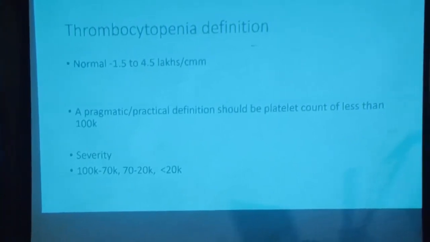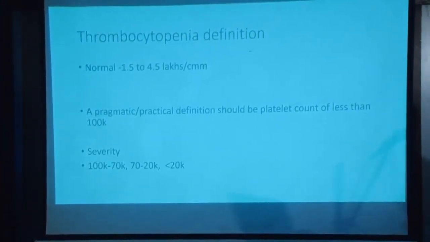So, if the blood count is between 100,000 to 150,000 per cubic millimeter, and that is stable, say, for the last 6 months or so, then that is normal for that patient. We need not spend much time and effort on that. So a new, pragmatic, practically relevant definition of thrombocytopenia will be a platelet count of less than 100,000 per microliter. And how do you classify the severity of thrombocytopenia?